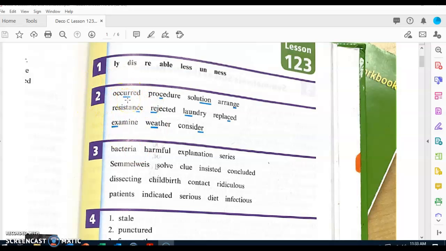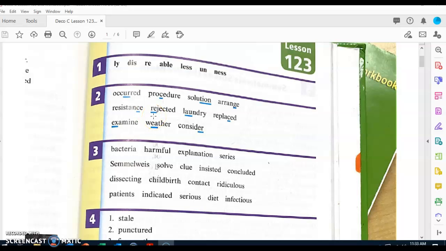First word. What is the underlined part? What word? Occurred. Next word. What's the underlined part? What word? Procedure. Next word. What is the underlined part? Shun. What word? Solution. Next word. What is the underlined part? What word? Arrange. Next word. What is the underlined part? What word? Resistance.